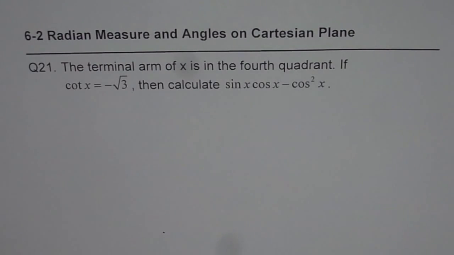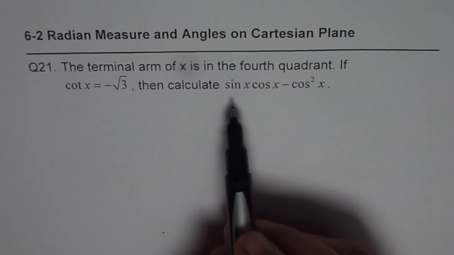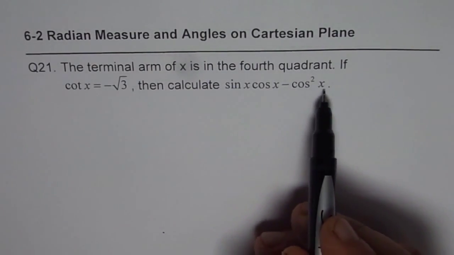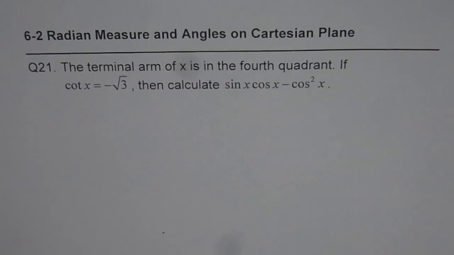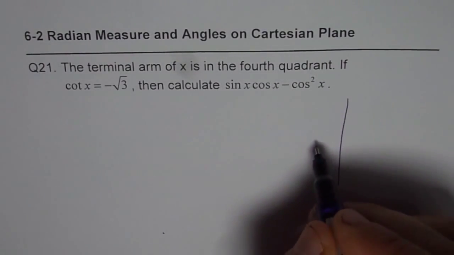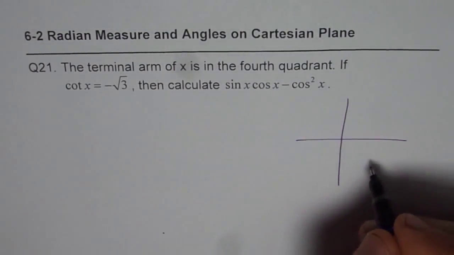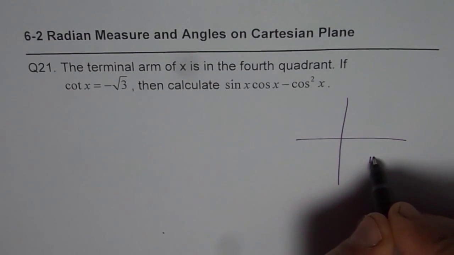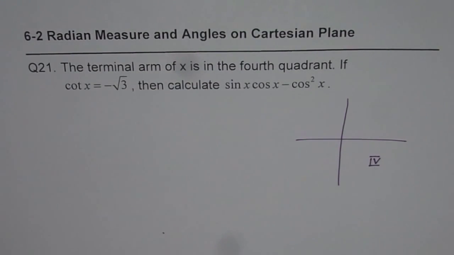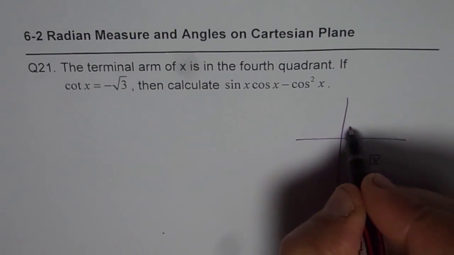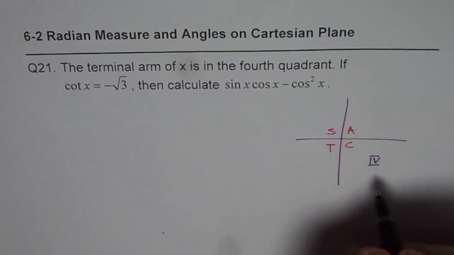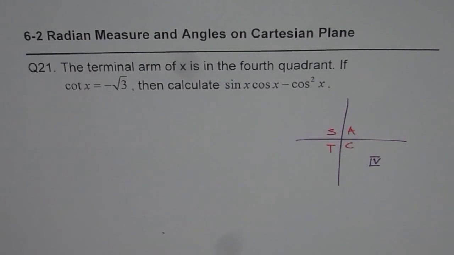The question is, the terminal arm of x is in the fourth quadrant. If cot x is equal to minus square root 3, then calculate sin x cos x minus cos square x, right? So what we are given here is that cot x is negative square root 3 and it is in quadrant 4. From the CAST rule, we know cos is positive in quadrant 4, correct? And sine and tan are negative, right?